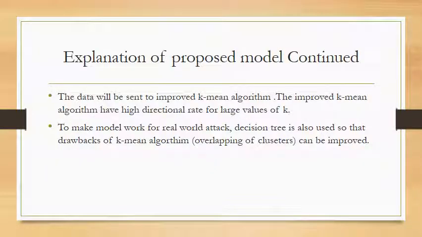This is how it will work. The data will first be sent into the K-means algorithm. The only problem is with K-means for large values of k, so the Euclidean weighted K-means algorithm will be used.